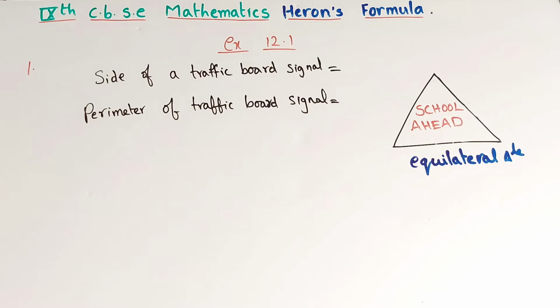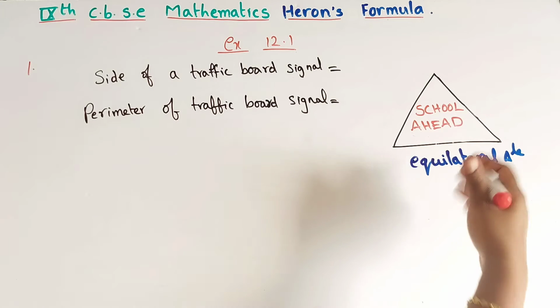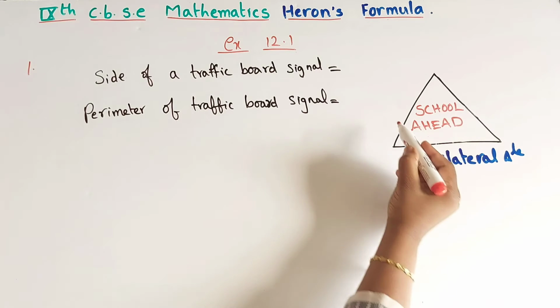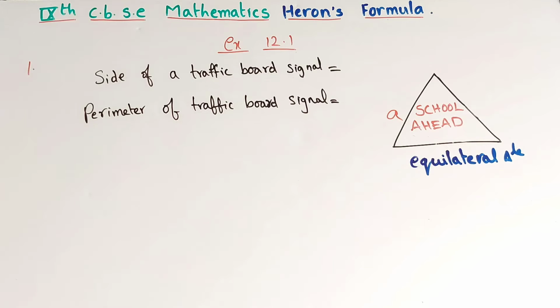Let us start exercise 12.1 children. First question. A traffic signal board indicating school ahead is an equilateral triangle with side A, small a. Right children? Find the area of a signal board using Heron's formula. If its perimeter is 180 centimeters, what will be the area of a signal board?